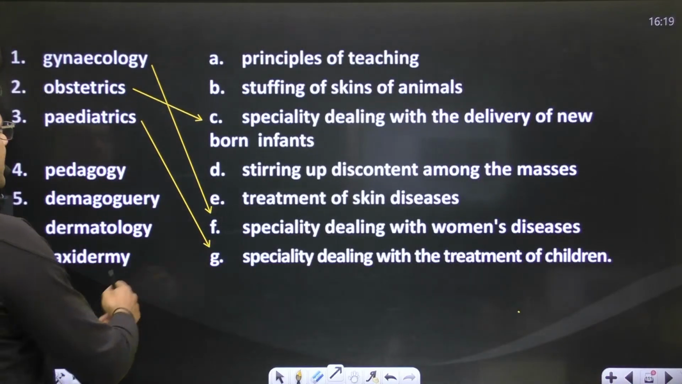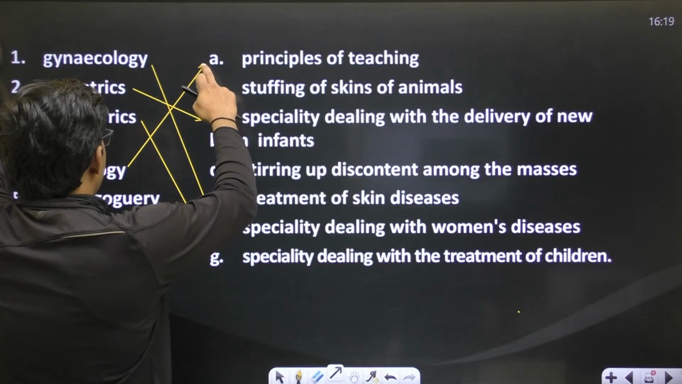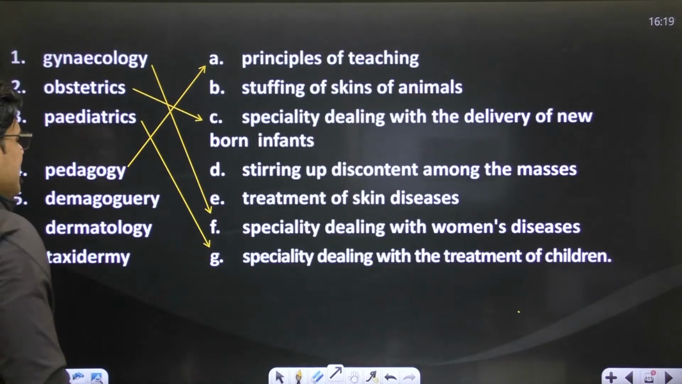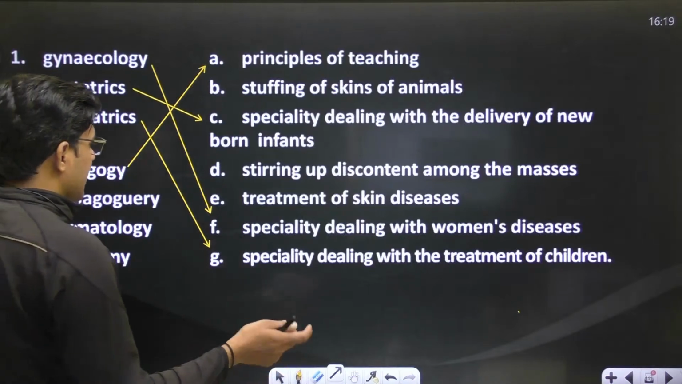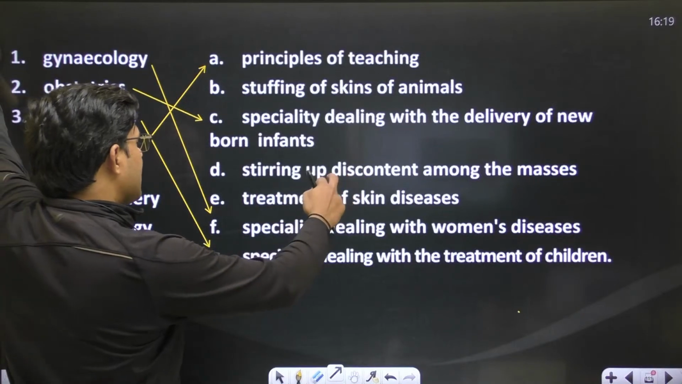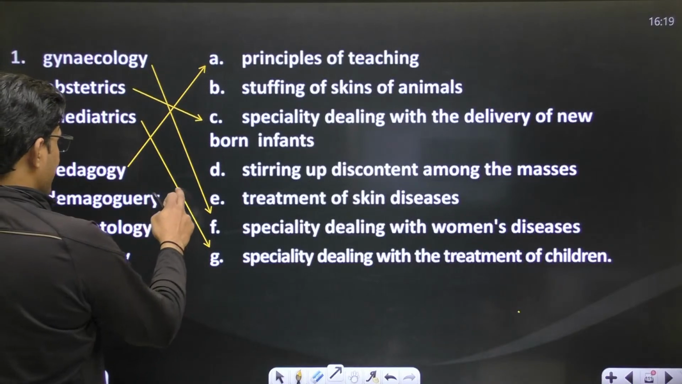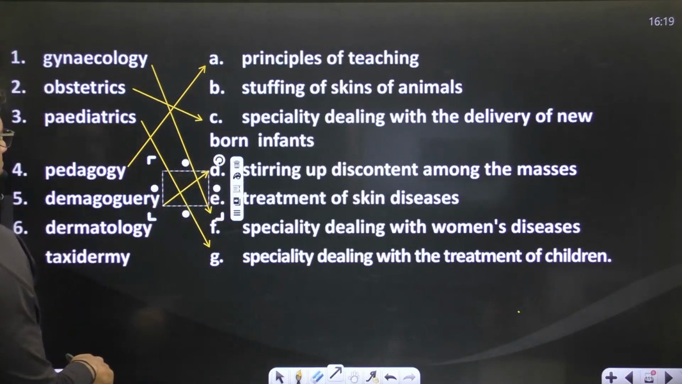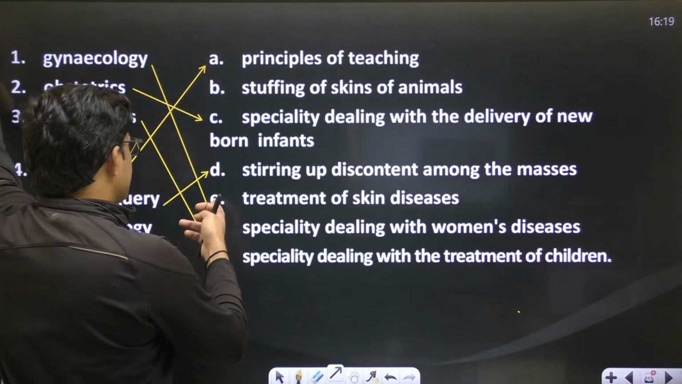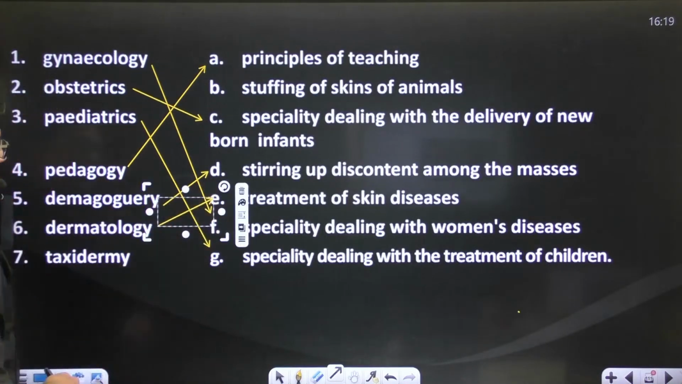Okay, pedagogy is teaching methods, principles of teaching. Fourth will match to A. Next one is demagoguery. Demagoguery means misleading people, related to the misleading of people. So what is stirring up? Yes, discontent among masses. So demagoguery will match to the D. Okay, dermatology is skin specialist. Okay, so this will match to the treatment of skin. Sixth will match to the E.